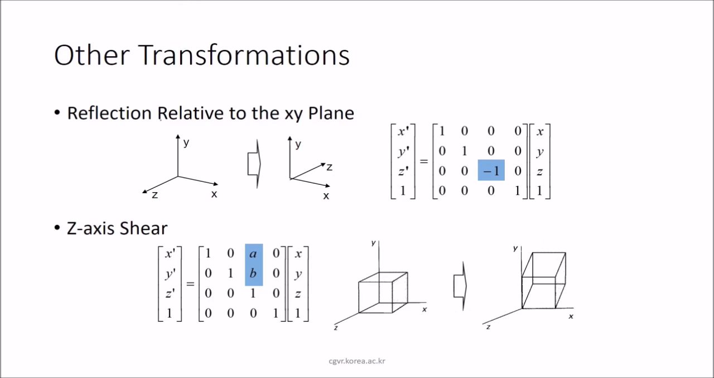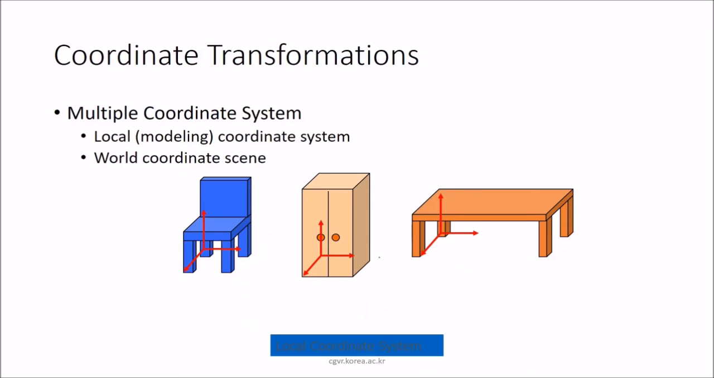The other transformations are also there: reflection related to the xy plane, and z-axis shear. So reflection related to, say, the xy plane is given by x', y', z'. You use -1 here, and for z-axis shear you use a and b here only.